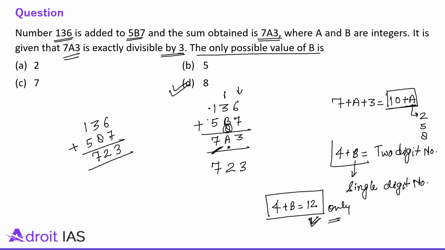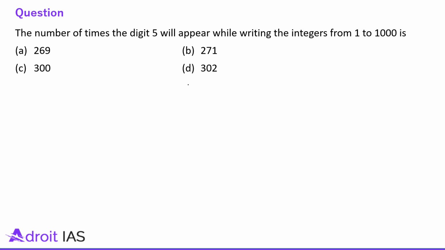Now let's talk about the next question. The question is the number of times the digit 5 will appear while writing the integers from 1 to 1000 is, okay everyone, from 1 to 1000.